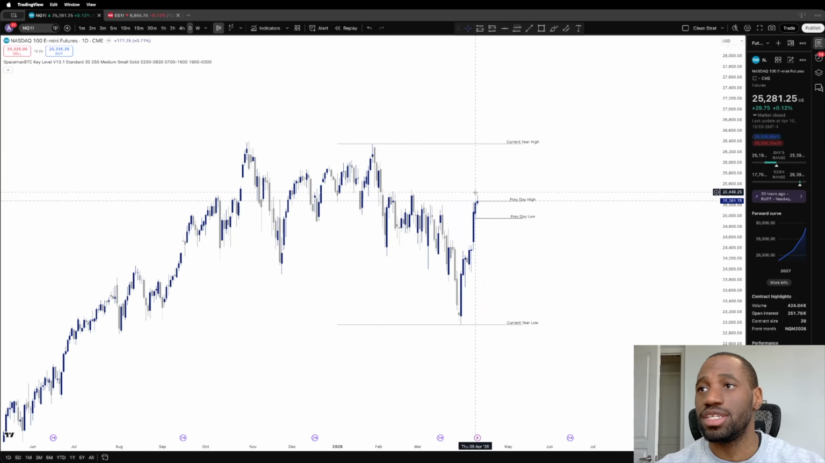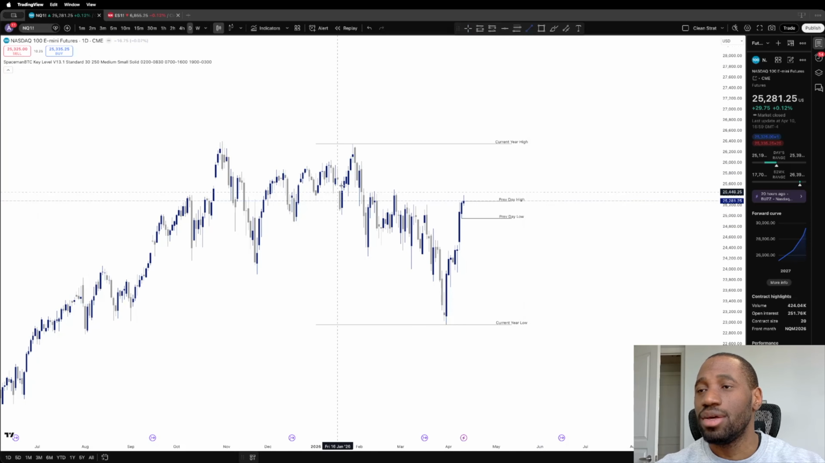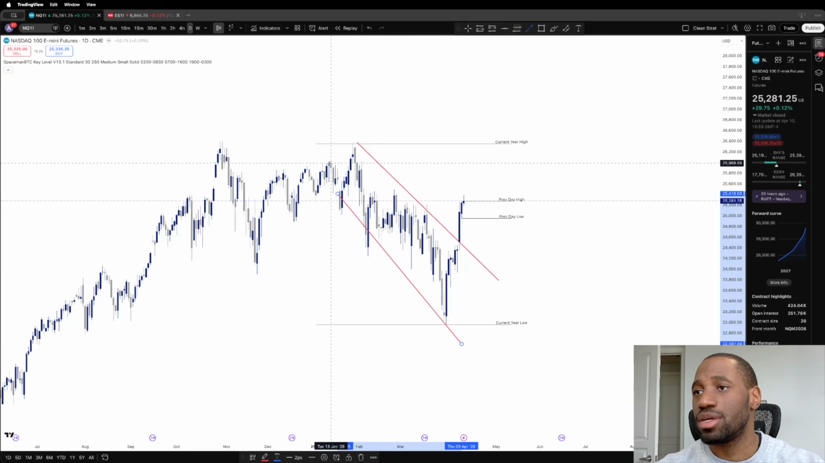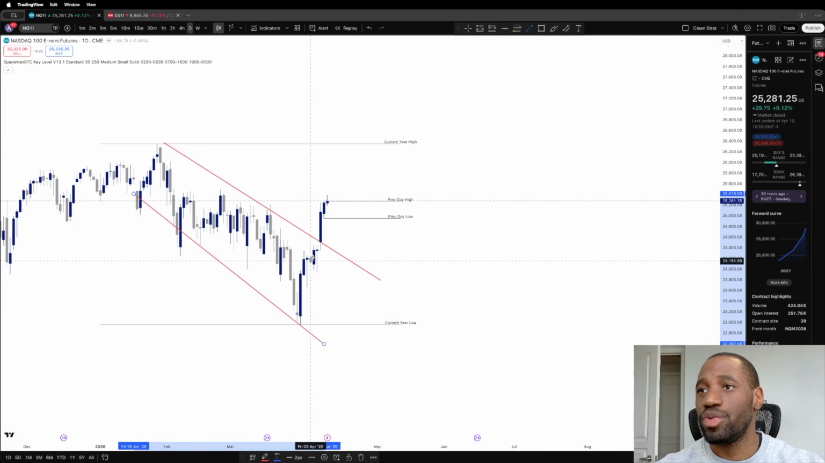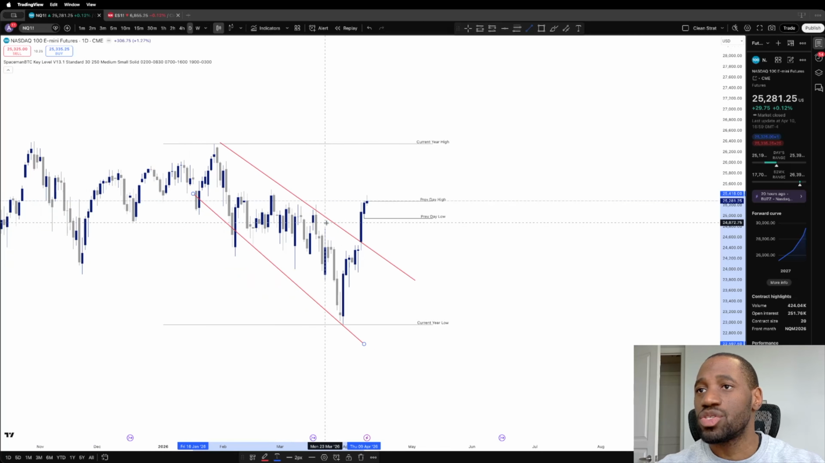So if we take a look at the daily chart on the Nasdaq, same thing, right? We're coming off the beginning of the year of 2026. You can see we were downtrending, right? Lower highs, lower lows, and then we broke out, right, for geopolitical reasons in regards to the ceasefire. The market really liked that. So now what we're looking at here, where's Nasdaq wanting to go?